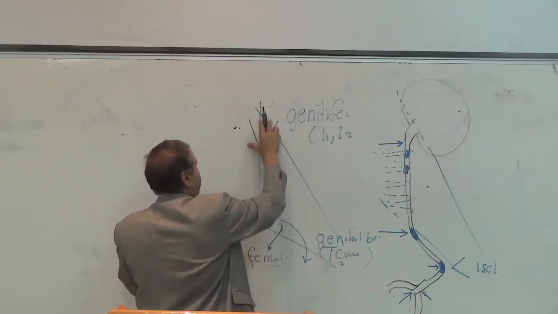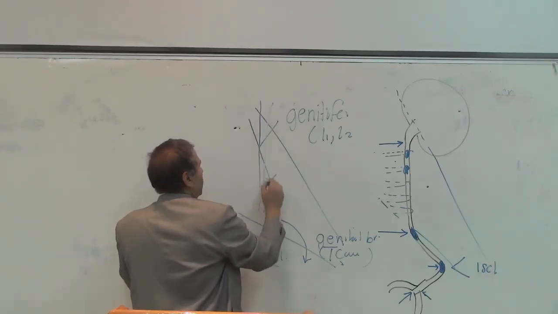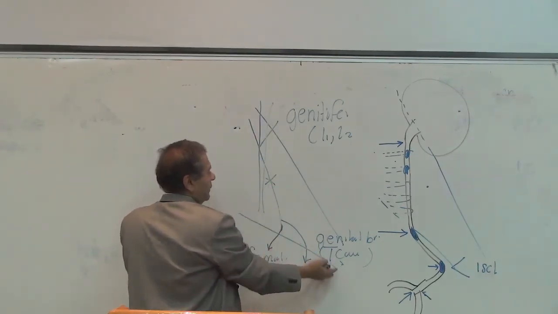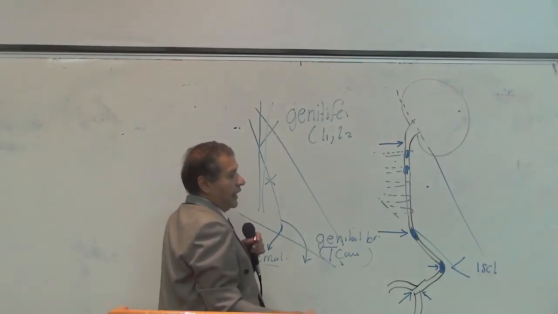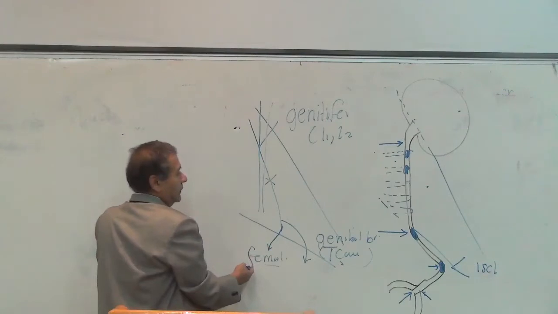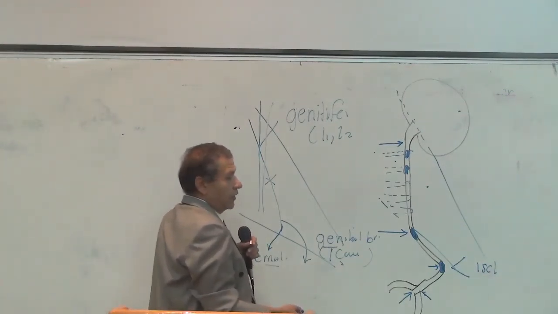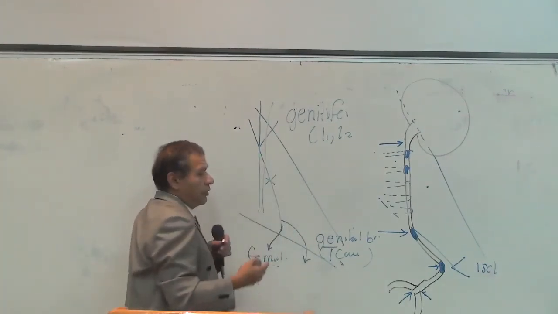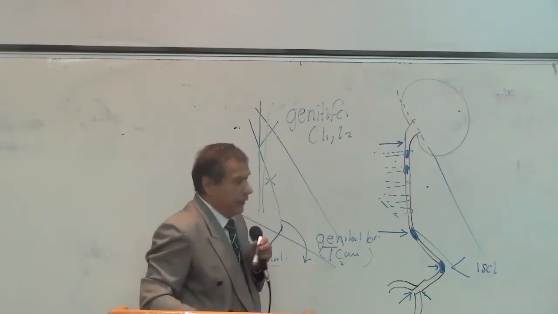So during passage of a stone, there is irritation of this nerve. This is why the pain radiates to the external genitalia, to the testis. And this is why the pain radiates to the inner aspect of the thigh, along the distribution of the genitofemoral nerve.